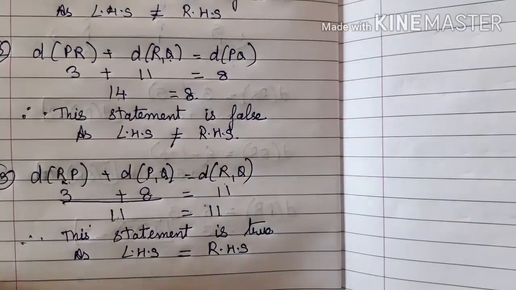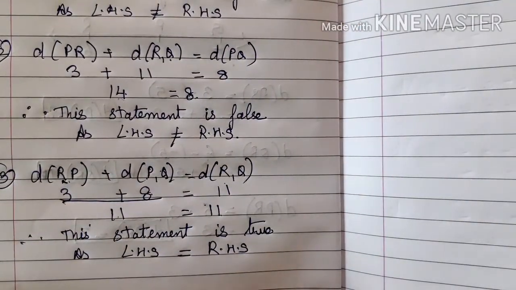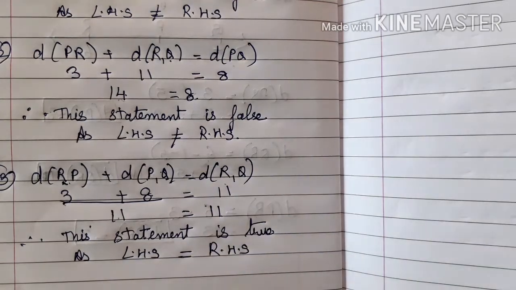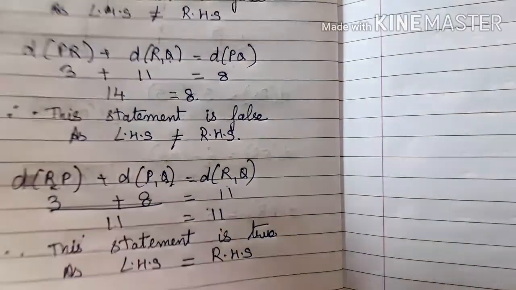Got it? In this way, one more question is there. For that, you all have to find the answer in the same way and write the answer whether it is equal, whether the statement is true or false. Got it? Now moving towards the third question.